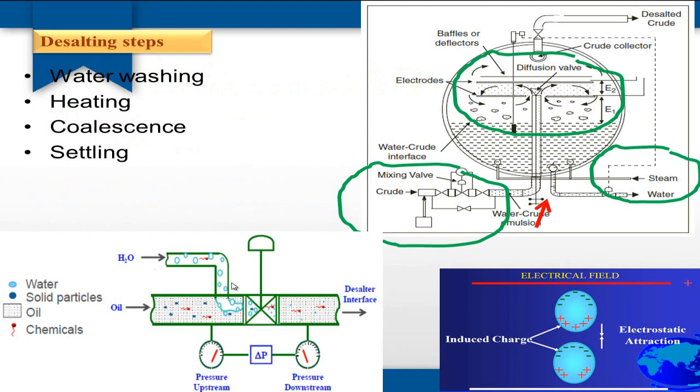Now we come to the removal unit. What we are talking about is the desalting unit. There are actually 4 steps in the desalting unit. The first one is water washing. Water is mixed with the incoming crude oil through a mixing valve with a special mechanical plug. By reducing the cross-sectional area here, the mixing coefficient will be increased.